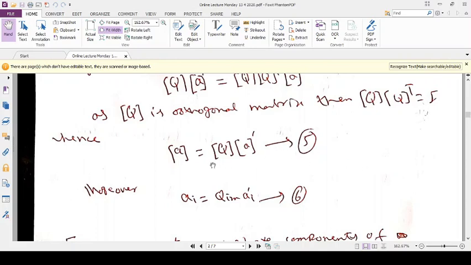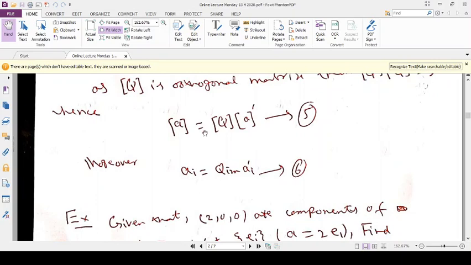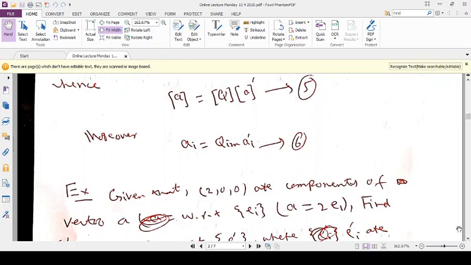There is a little difference: where we have transpose in equation 4, here we have no transpose in equation number 5. So we can write this equation 5 in index notation in this way: A_i equals Q_im A_m dash. Again here it will not be A_i dash, it will be A_m dash. Here not i, here will be m. Equation number 6. So let us do some examples related to this.